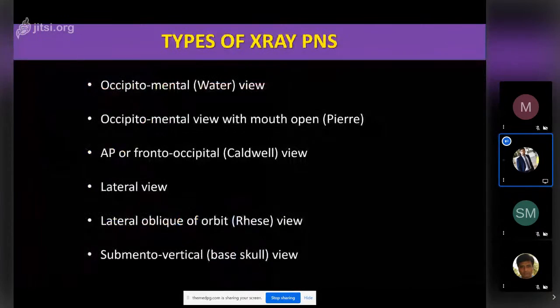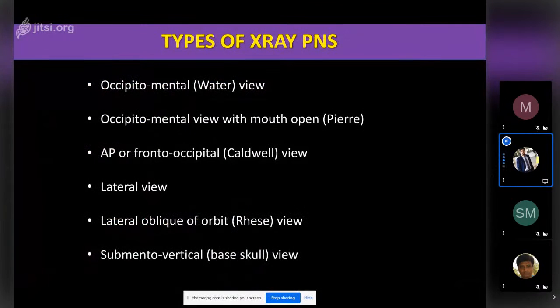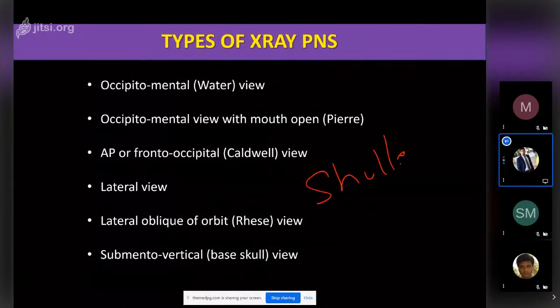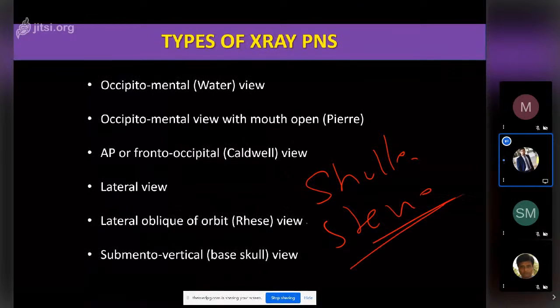So these are the different types of views in the PNS. We saw the occipitomental view, Waters view, the occipitomental with open mouth, the Pierre's view, the fronto-occipital view, the Caldwell view, the lateral view, the lateral oblique view of the orbit or the Rhese view, and the submentovertical view. And additionally, we saw Schuller's view and the Stenver's view, the other additional views.